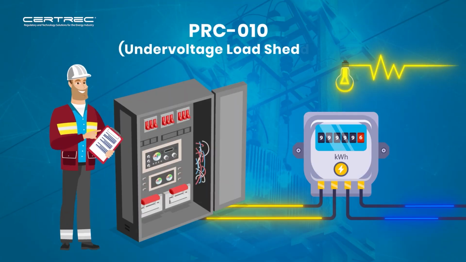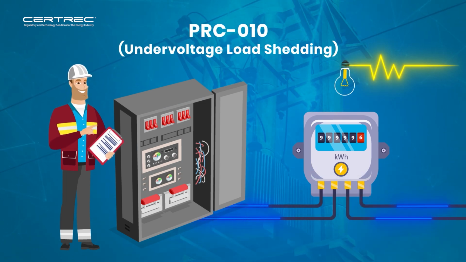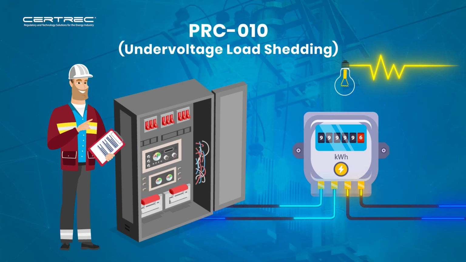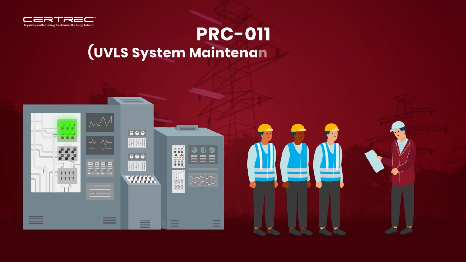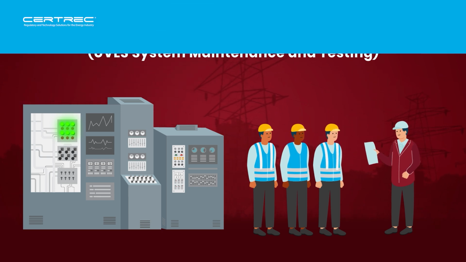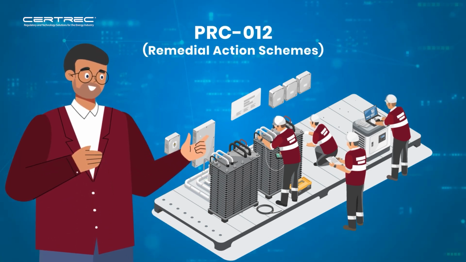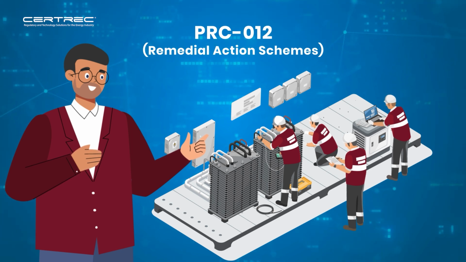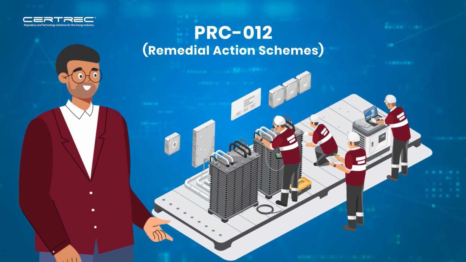PRC-010, Under-Voltage Load Shedding, outlines requirements for UVLS programs that prevent voltage collapse by shedding load when voltage dips below certain thresholds. PRC-011, UVLS System Maintenance and Testing, mandates regular testing and documentation of UVLS systems to ensure consistent performance and reliability. PRC-012, Remedial Action Schemes, establishes guidelines for designing and coordinating RAS, which are control schemes that help maintain stability during unusual system conditions.